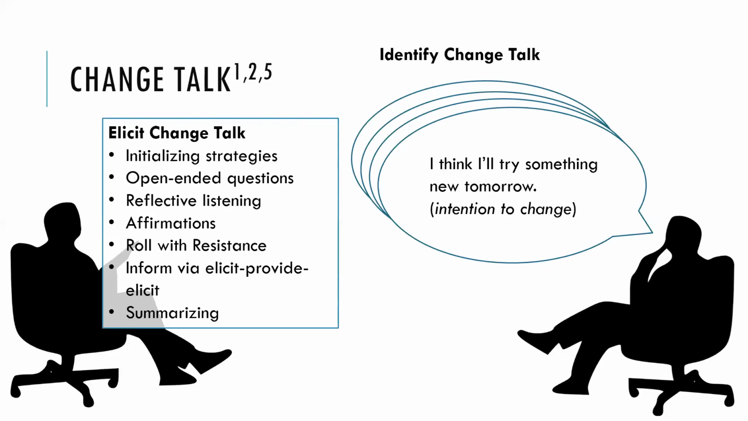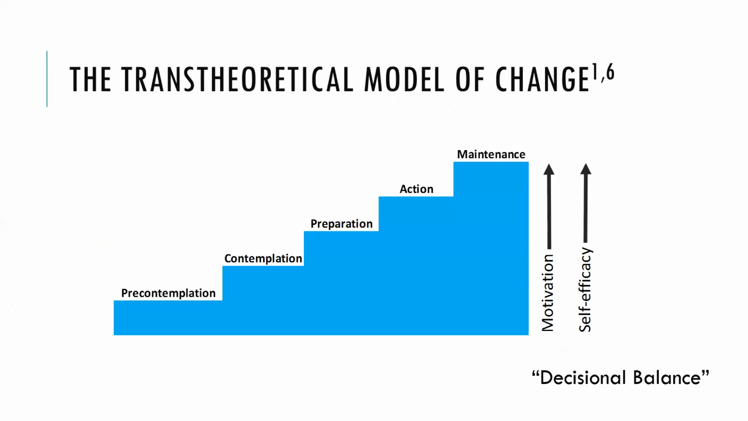Next, let's talk about the Transtheoretical Model of Change, or TTM as we will refer to it, also known as the Stages of Change Model. The TTM is a model of how and why change occurs. It's based on the premise that throughout change, individuals pass through different motivational stages. With each stage, self-efficacy and motivation increase.